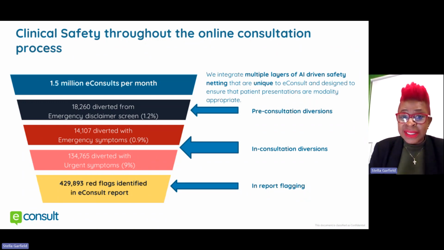But we know that it is inept to rely on a non-clinician to tell you the emergency or the urgency of their presentation. So we allow them to tell us the answer to the question, is it an emergency or not? But we don't rely on the fact that they said no. And I thought it'd be useful to give you in terms of numbers what this looks like. So in a month, we get about 1.5 million e-consults. And at the start of the journey, about 18,000 patients will say it is an emergency. We call this pre-consultation diversion.